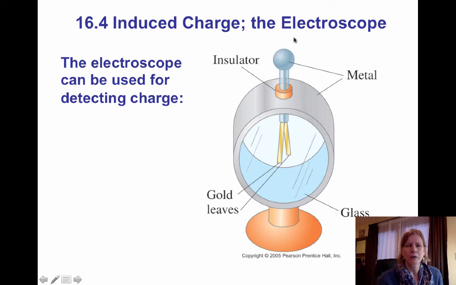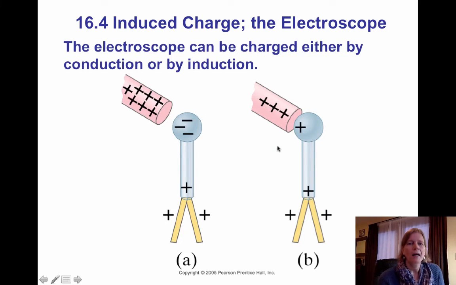We have a metal sphere at the top. There are two gold leaves attached to it, and they are held within glass inside this sphere, so we can't actually get at them and touch them with our fingers, but we can reach this metal orb up here. All right, so two gold leaves. A gold leaf is just a very thin strip of gold material. Gold is a metal, so it's going to be a conductor. All right, so that's our setup for our electroscope.